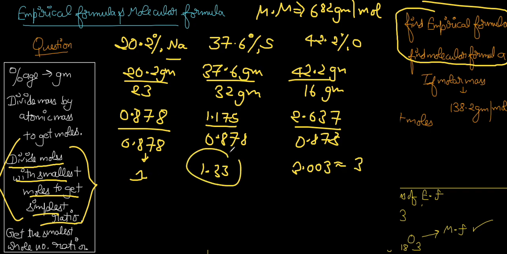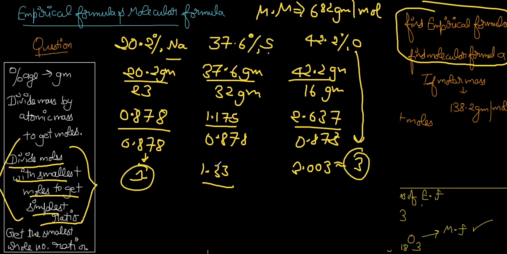This is 1 only, but you cannot write this as 1.5 or 1. Not possible. So now, see, we are almost done with the question. Only the issue is we are not getting a whole number for sulfur. For sodium, we are getting a whole number 1. For oxygen, we are getting a whole number 3. But sulfur, we are getting 1.33. Sulfur atoms cannot be in the form of decimals or fractions. It has to be a whole number.